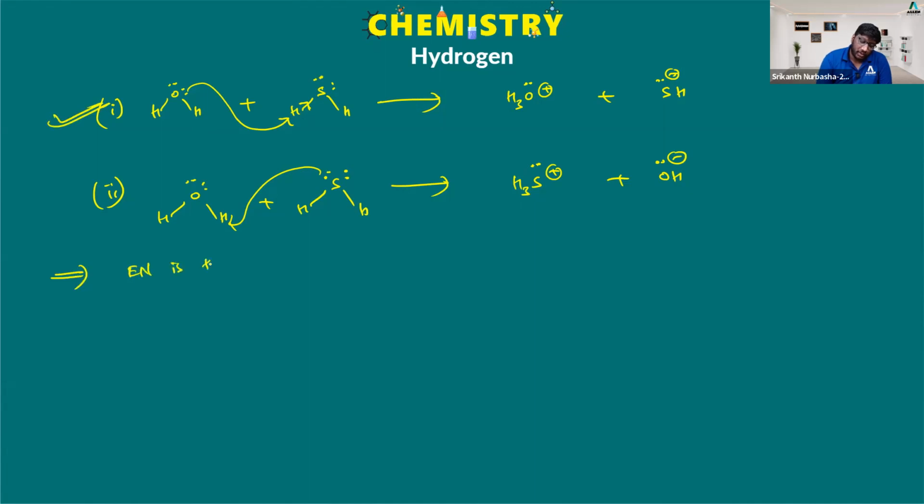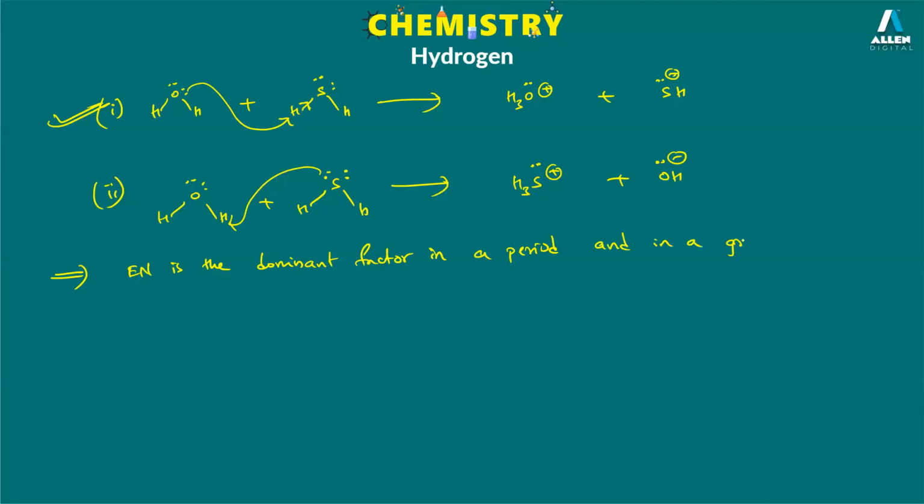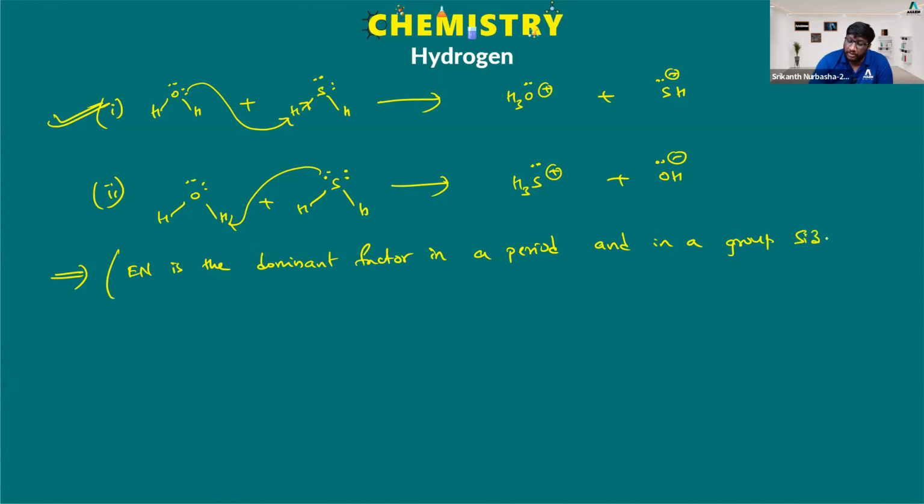Electronegativity is the dominant factor in a period. And in a group, which is the dominant factor? Size. Whenever I am comparing H2O and H2S, you should not compare electronegativity; you have to compare with respect to size. Whenever I am comparing H2O and H3N, you have to compare with respect to electronegativity. Electronegativity is the dominant factor in a period, and in a group, size is the dominant factor.